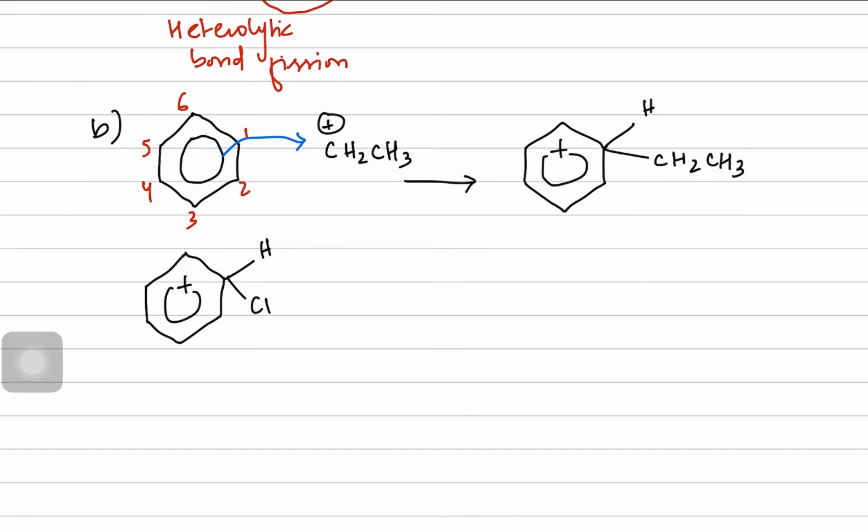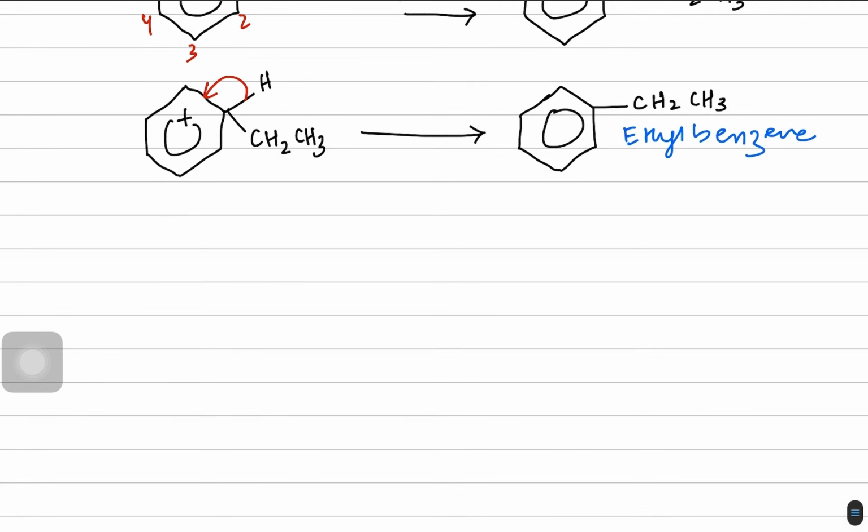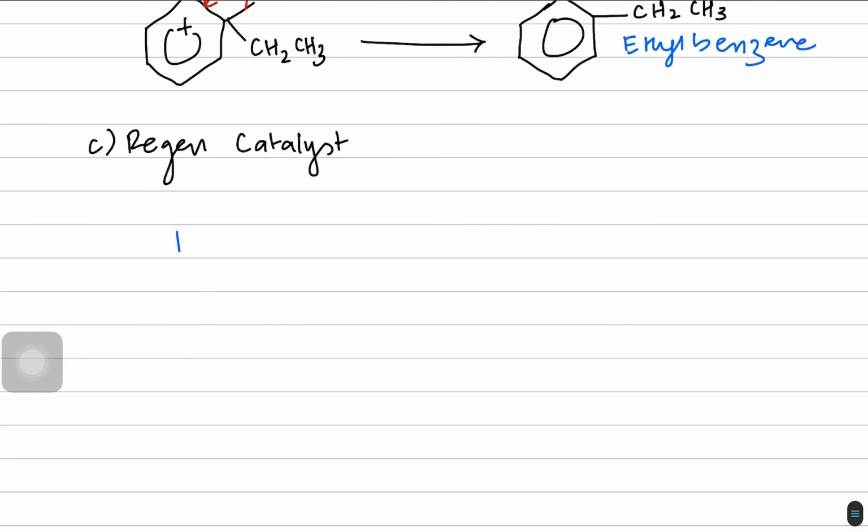Now, in order for the benzene to resume its resonance, we need an electron pair, and we know what happens now: that hydrogen donates the bond pair and is eliminated as a hydrogen ion. We have made a bond successfully with the alkyl chain, and now it's called alkyl benzene, or I should particularly call it ethyl benzene, and a hydrogen ion is eliminated.